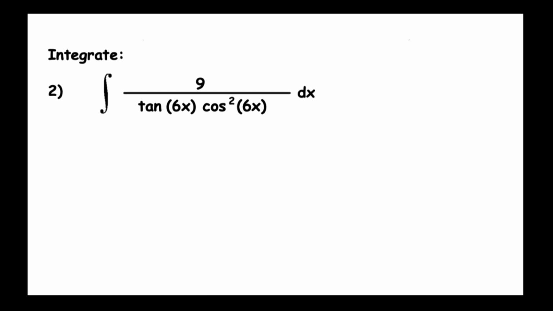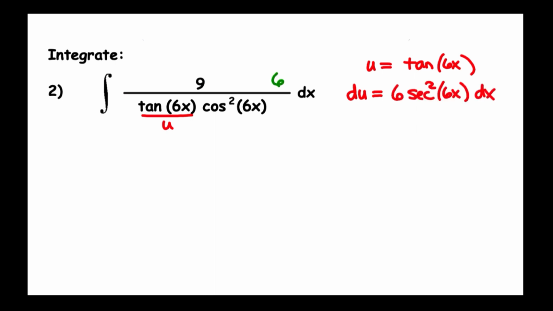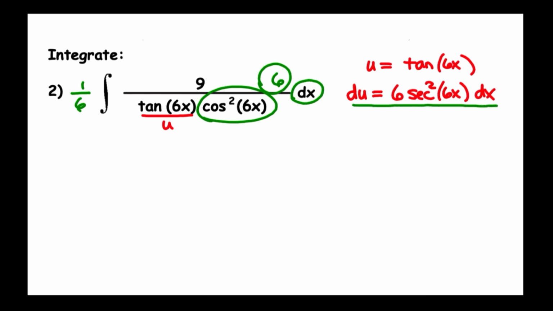All right, here I have tangents. That cosine squared is really a secant squared. And so I see a good u du combination. I'm going to make u tangent of 6x, causing du to be 6 secant squared 6x dx. By throwing a 6 and a 1/6 into the problem, I have the 6 secant squared 6x dx right where I want it. So that's du.